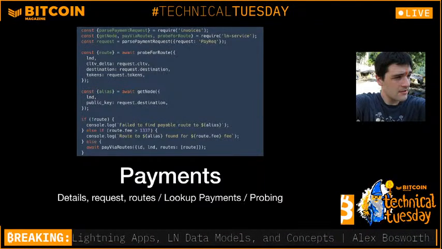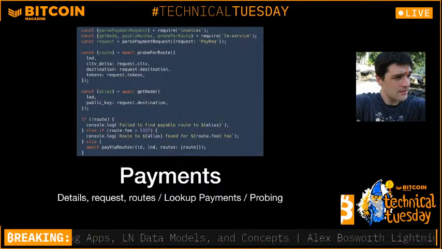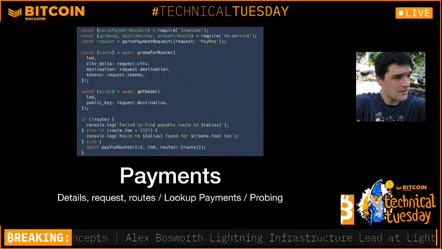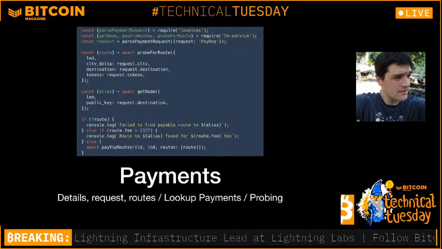So you can craft your own. Let's say you don't want to use LND's internal pathfinding, or you want to modify it somehow. You can make a payment along pre-specified routes, and you can also modify the fees that you're dropping off at each hop, that kind of thing.